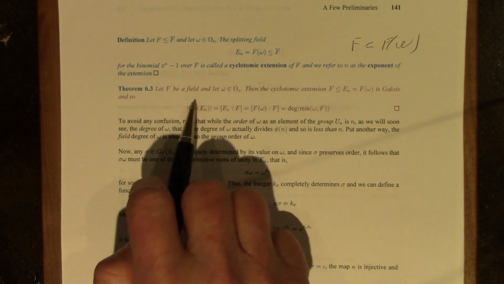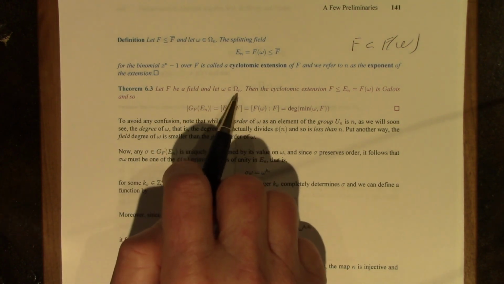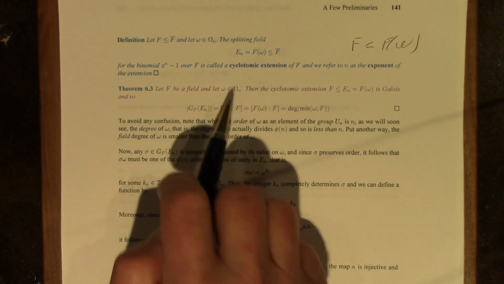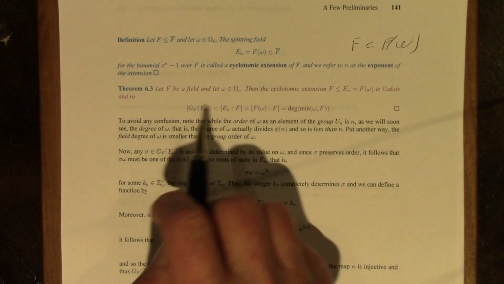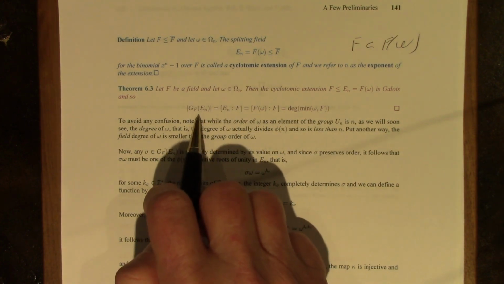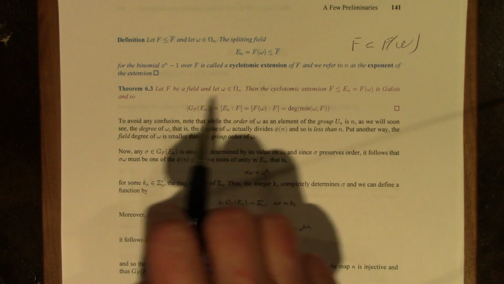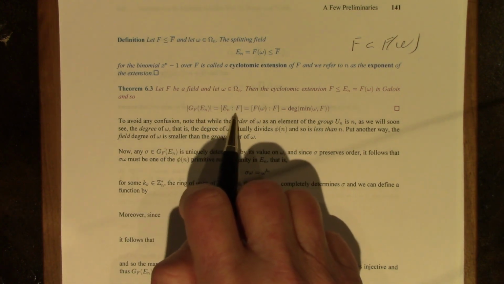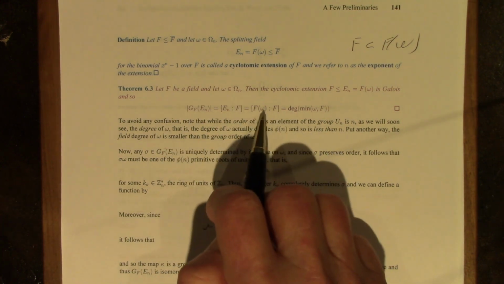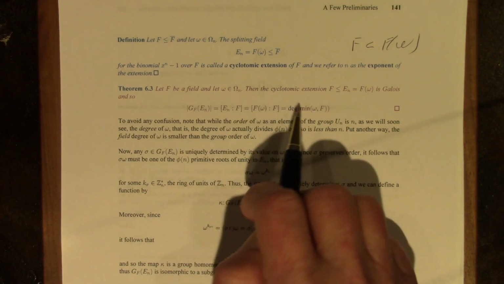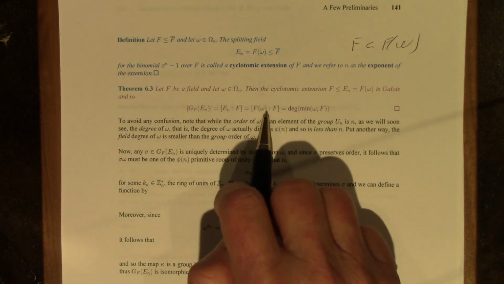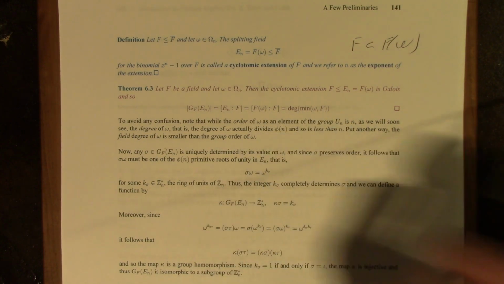Theorem: let F be a field and let omega be a primitive nth root of unity. Then this cyclotomic extension is Galois. It's normal and it's separable. And so the size of the Galois group of the extension is equal to the degree of the extension. This En is F with omega adjoined, and that's the degree of the minimal polynomial of omega over F.